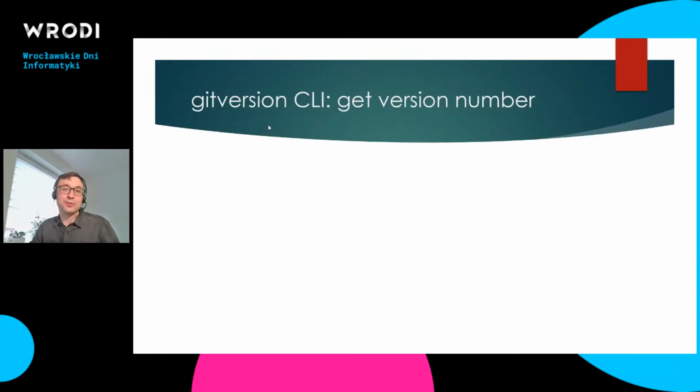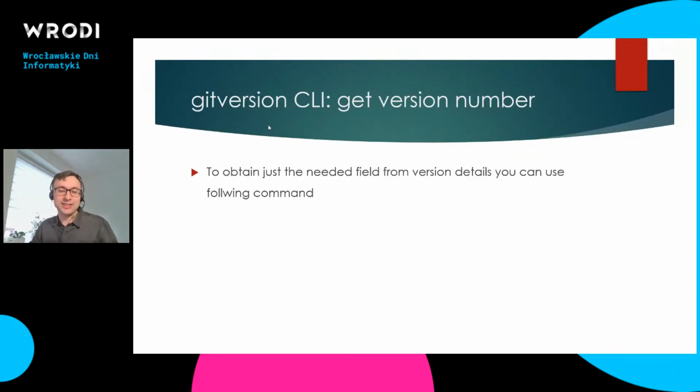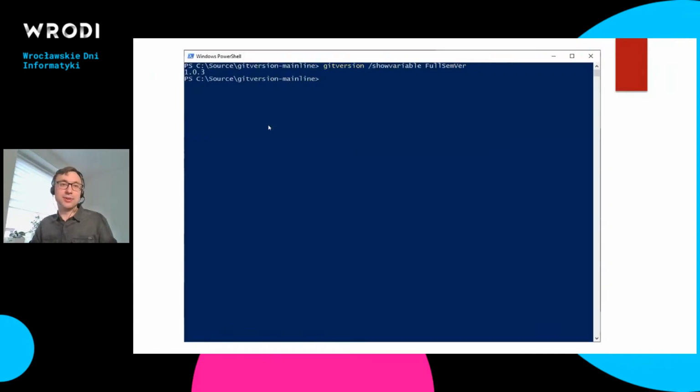I would also like to show you how to extract a concrete value from this JSON. It is just using this show variable parameter, and you just type the name of the field, and voila, it returns you just this one particular value.